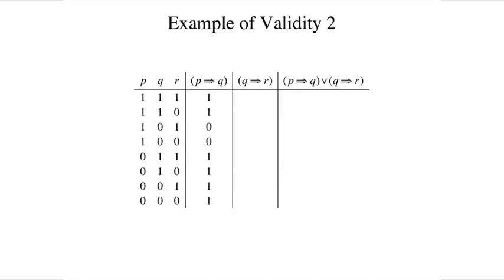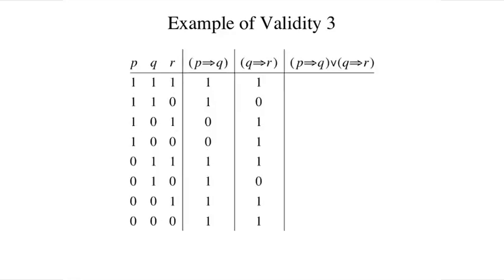Looking at P implies Q, we note that it is true except when P is true and Q is false. Likewise, the sentence Q implies R is true except when Q is true and R is false. Combining these two, we see that the overall sentence is true whenever either of these components is true, and in this case we notice that it's true for every row of the table. Hence, the sentence is valid.